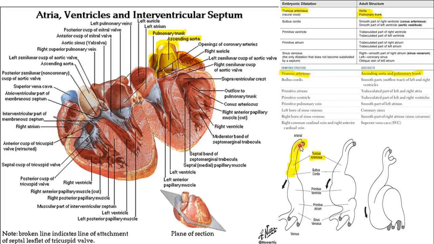So basically, this thing here is going to fall over. See this? Whomp. And when it falls over, it ends up having the aorta and pulmonary trunk down here. Okay, sorry, not on the opposite side. They're still on the top there, but it's down like this.